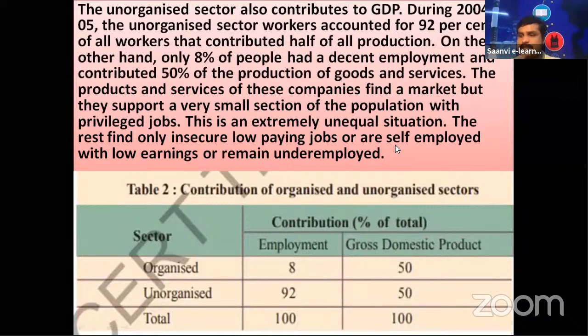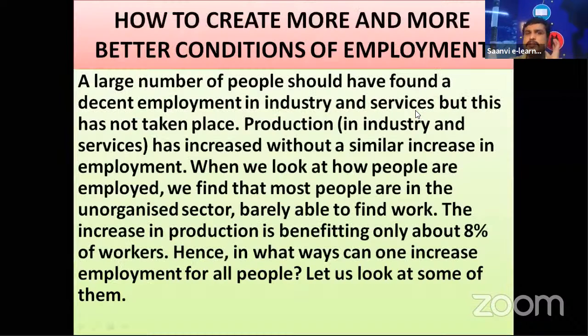Actually, our lesson heading is production and employment, or employment opportunities, because we have employment opportunities, but the income derived or production is not up to that. That is the main reason, because 92% work in this, we must get more than the organized sector, even though we are at 50-50 chances. It means out of a total of 100, organized sector 50 and unorganized sector 50% is the contribution to the GDP. Okay, now this is the question here. How to create more and more better conditions of employment?